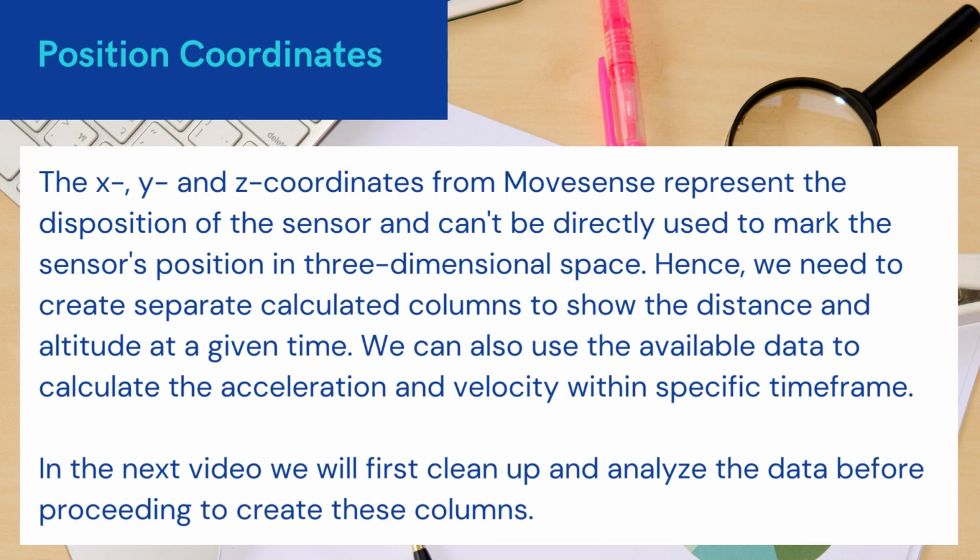The X, Y, and Z coordinates from Movesense represent the disposition of the sensor and can't be directly used to mark the sensor's position in 3-dimensional space. Hence, we need to create separate calculated columns to show the distance and altitude at a given time. We can also use the available data to calculate the acceleration and velocity within specific time frame. In the next video we will first clean up and analyze the data before proceeding to create these columns.